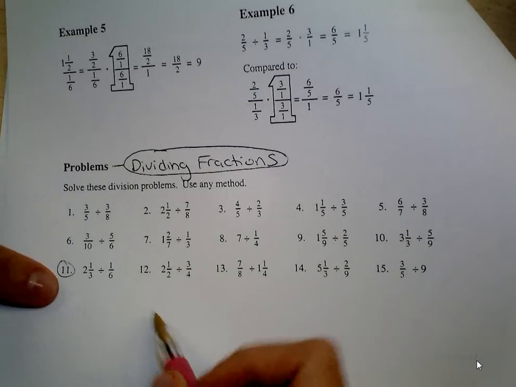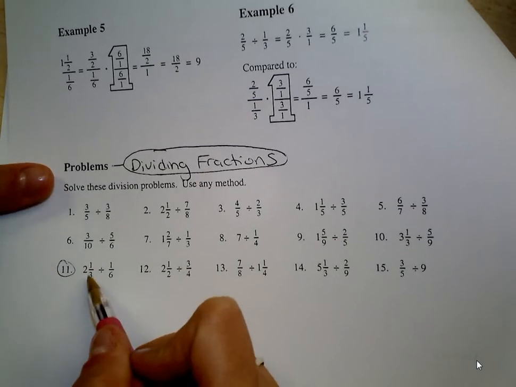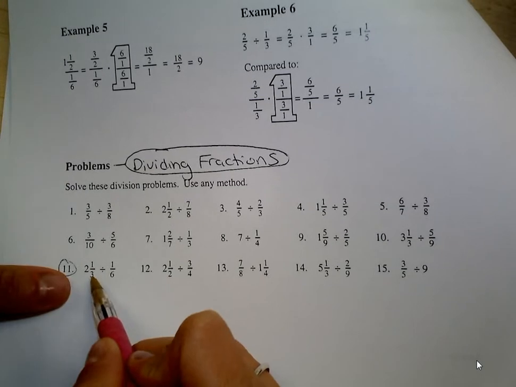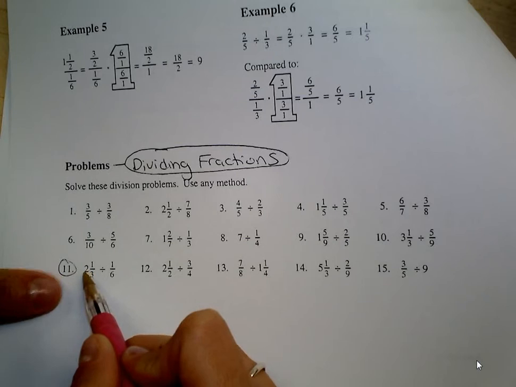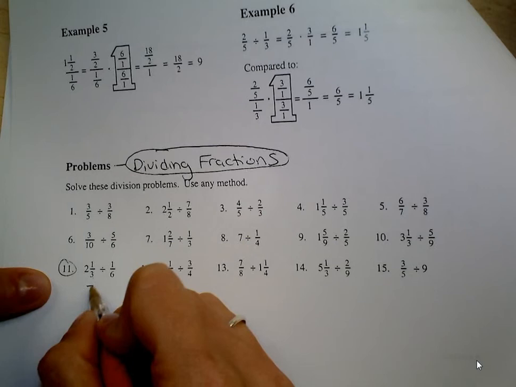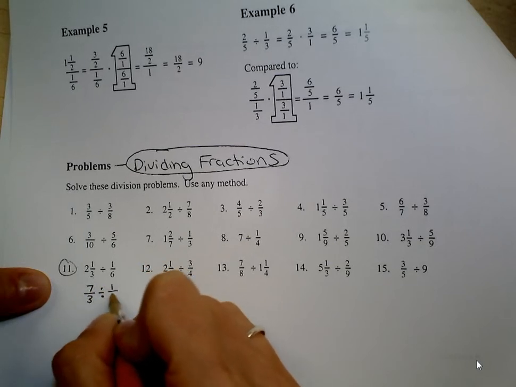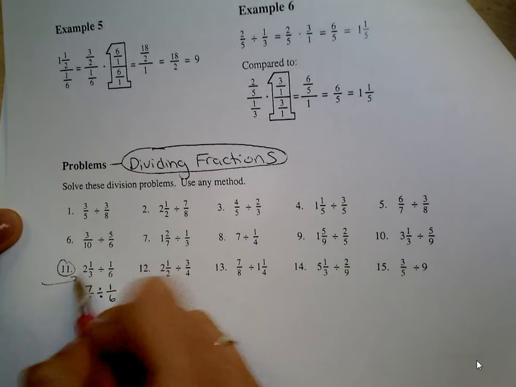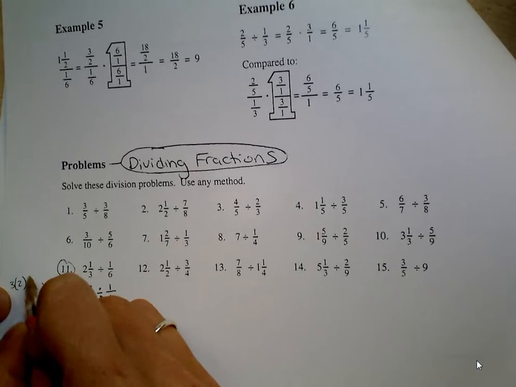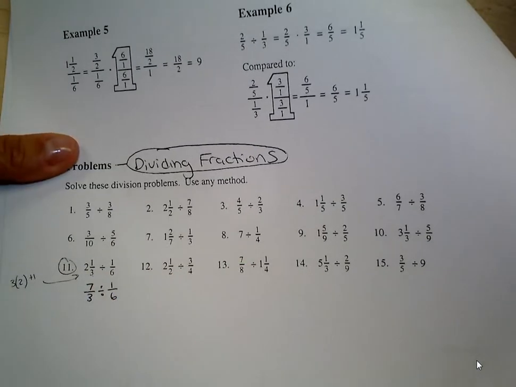So here's a mixed fraction here. I first want to turn it into an improper fraction. So I know that I'm going to say 3 times 2 will give me 6, plus 1 gives me 7. So this gives me 7 over 3 divided by 1 over 6. So here what I did is I did 3 times 2, and then I added the 1. That's how we get the 7 on the top. Okay. So we have this lovely thing.